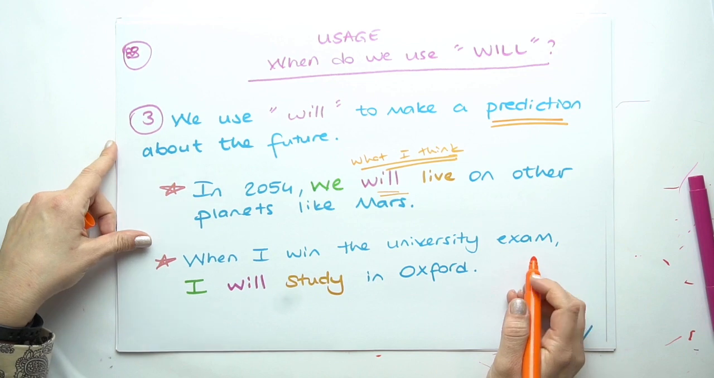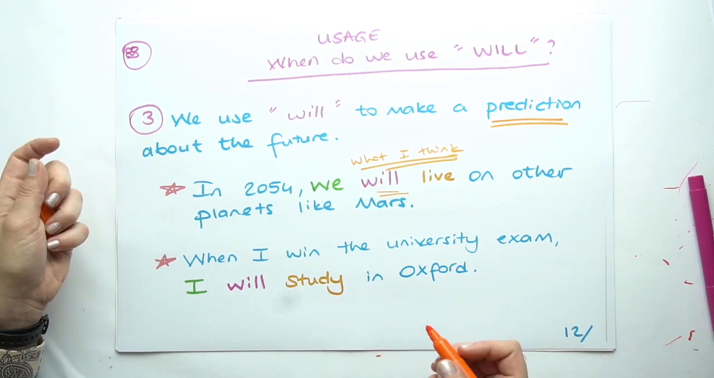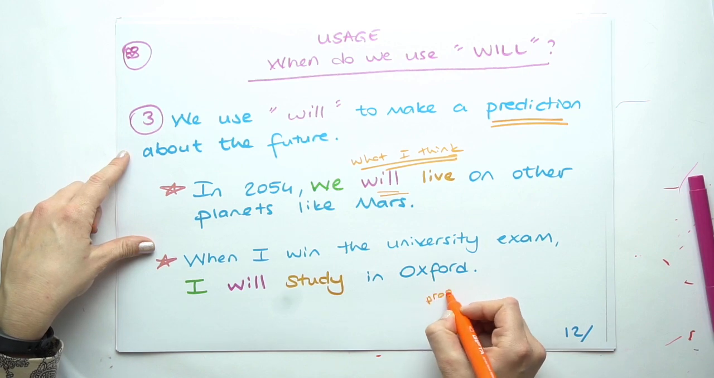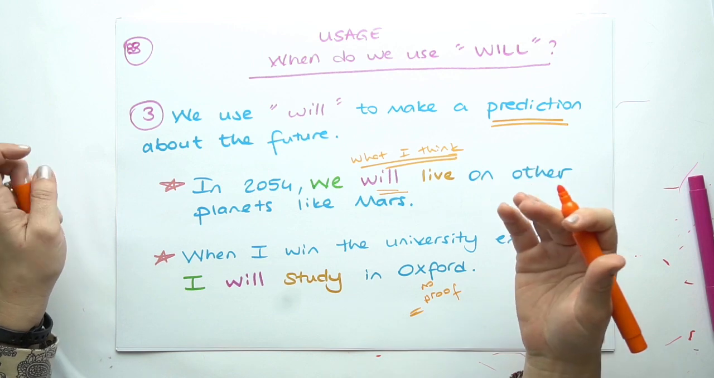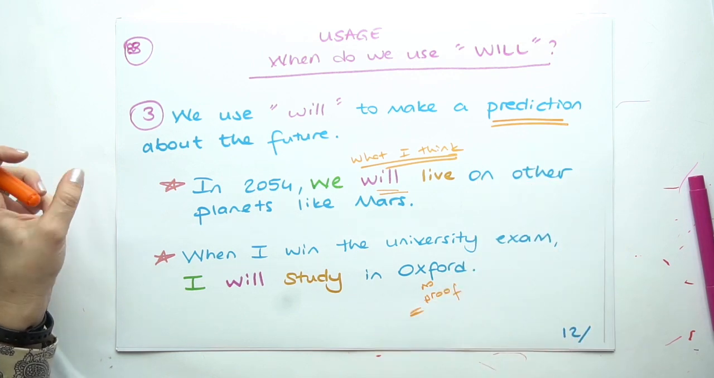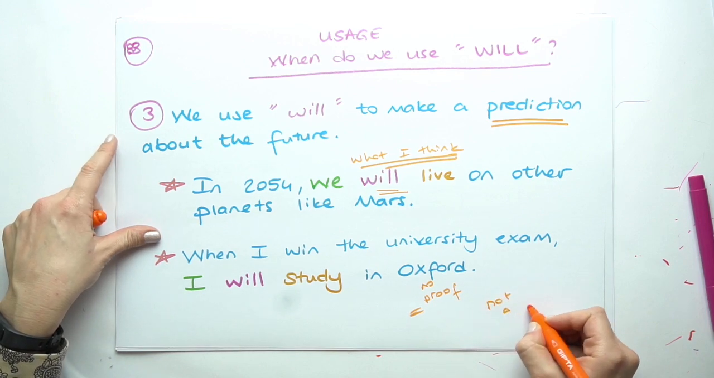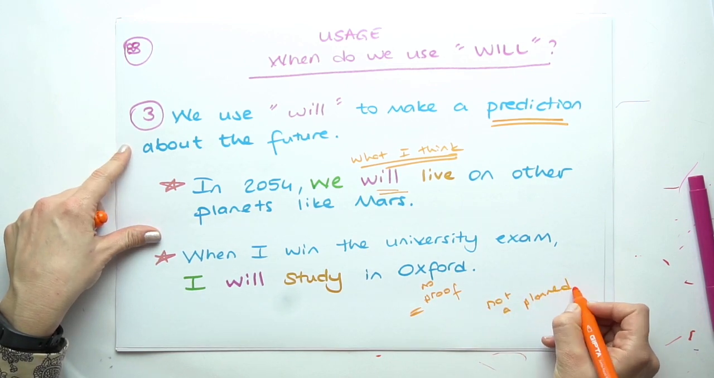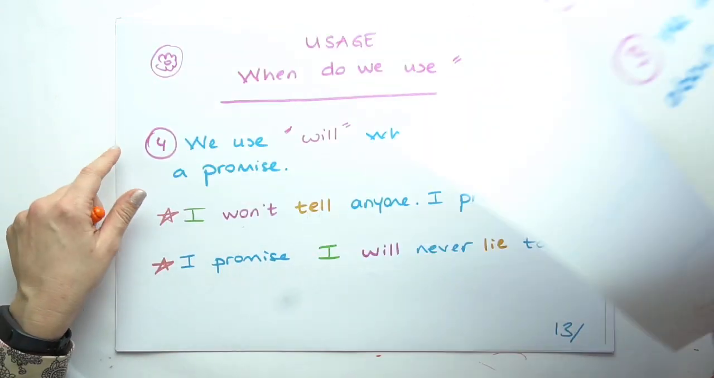When I win the university exam, I will study in Oxford. I don't have a proof. No proof. This is what I think about the future. This is what I want to do in the future. So it's not a planned action. This is what I think.